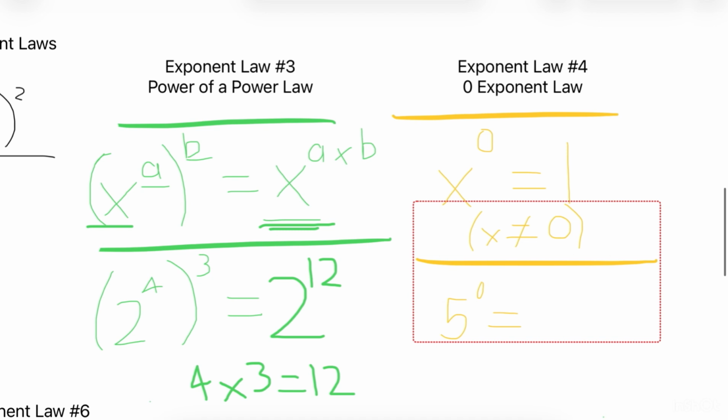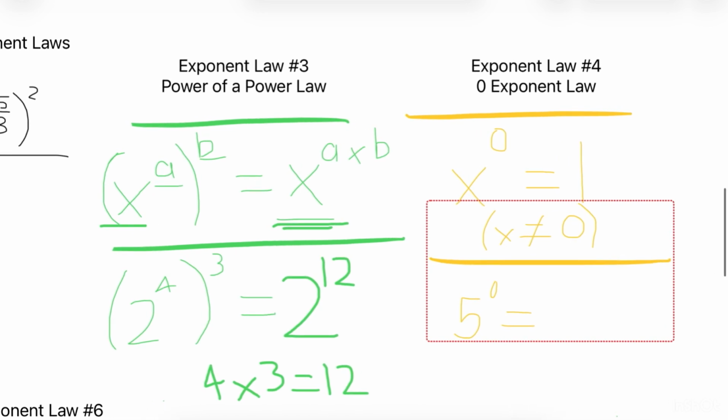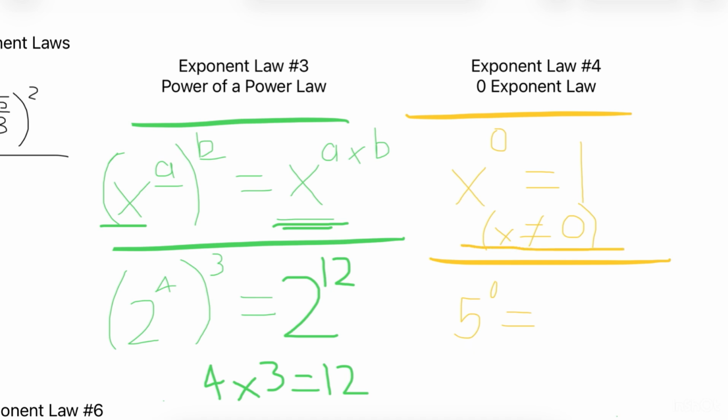Now let's go to exponent law number 4. It's probably one of my favorite laws. This law states that any non-zero base raised to the exponent of 0 will always equal 1. So if x does not equal 0 and the exponent is 0, your answer will always equal 1. For example, if you have 5 to the exponent 0, your answer will always be 1.